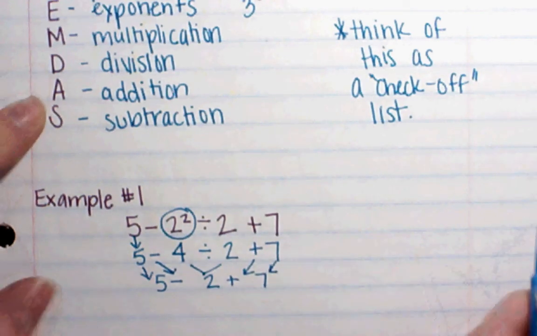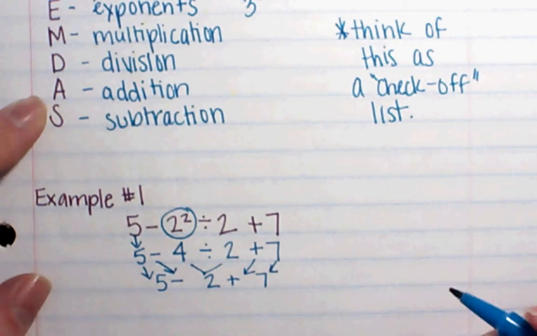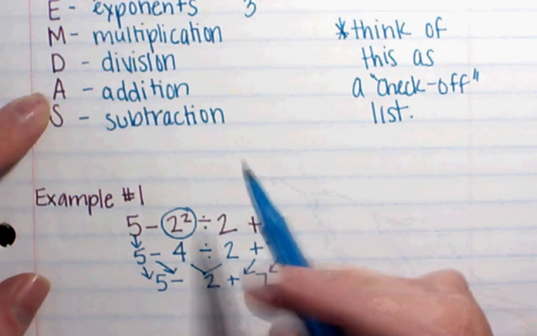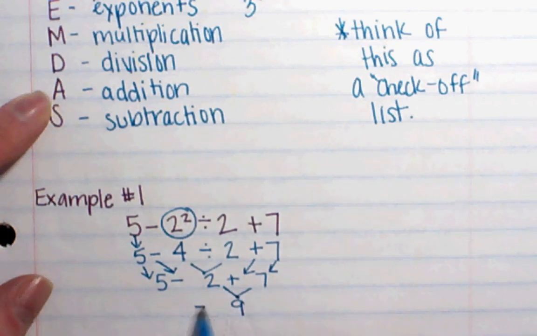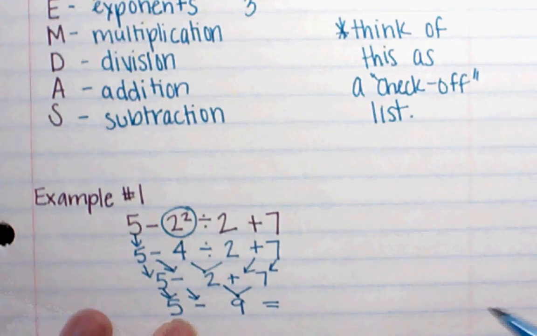Now I have addition. Okay, so I have my adding here. So 2 plus 7 equals 9. Bring down the minus sign and the 5. And so I have 5 minus 9.